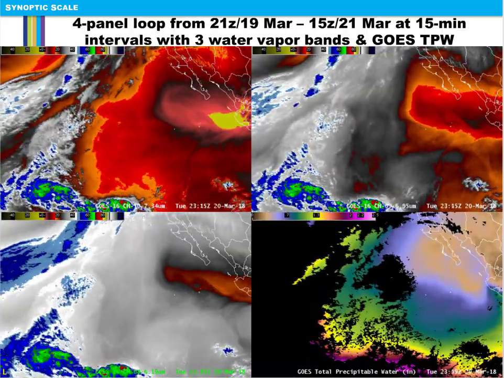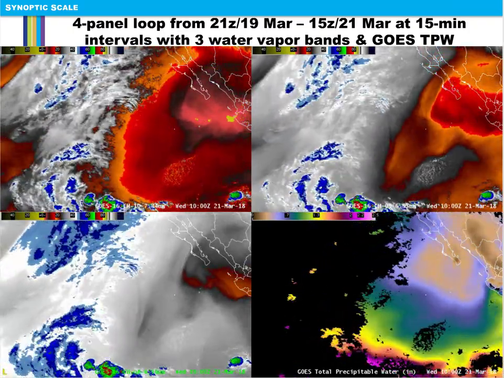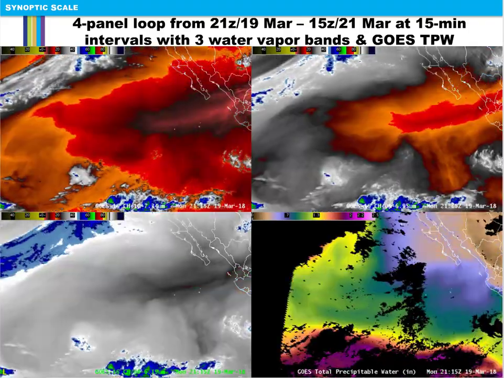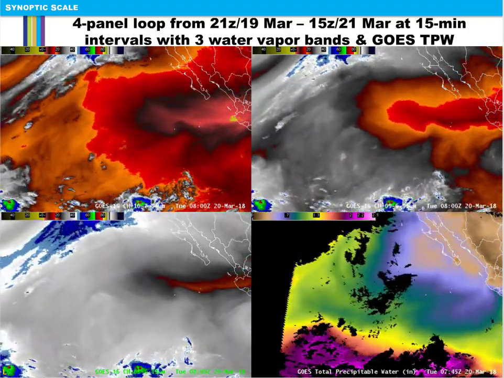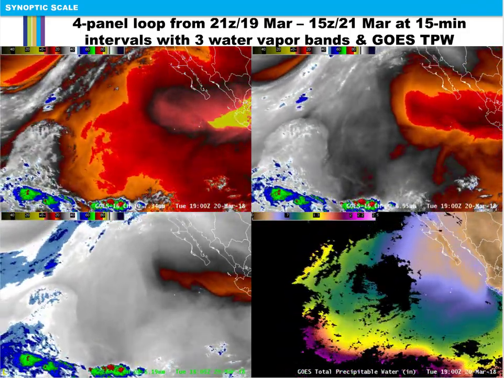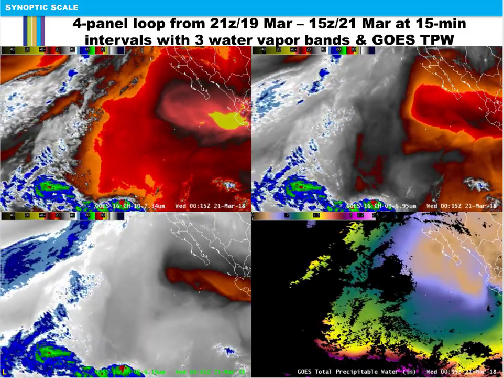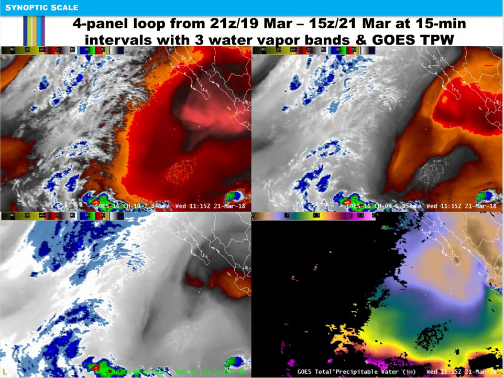Here we have the same water vapor imagery in a 4-panel loop, but now in the lower right panel we display a new GOES-R product, the GOES Total Precipitable Water product. GOES TPW is a legacy atmospheric profile, or LAP baseline product, derived from the 3 water vapor channels on GOES-R with a 10-kilometer horizontal resolution.